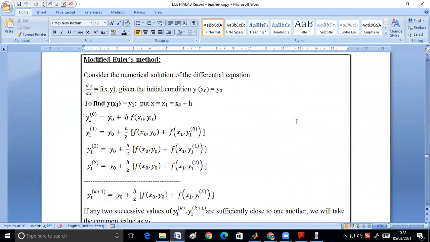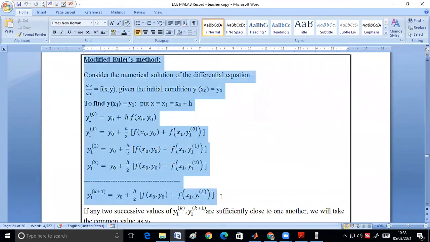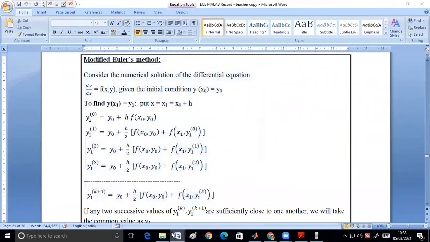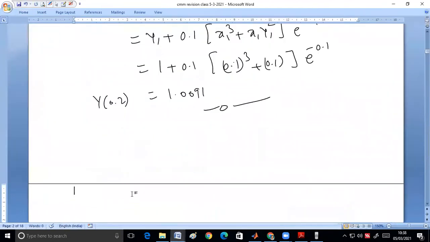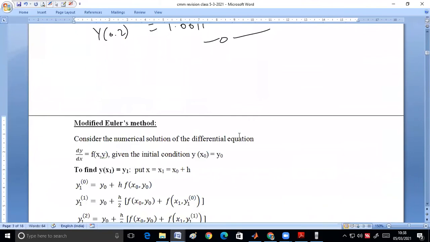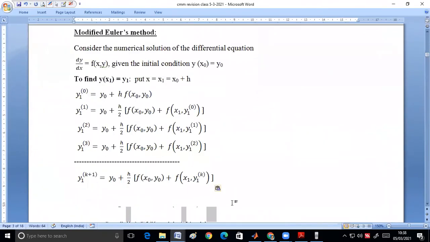Now this is the method. What is the method? Just try to understand. Very simple method, very easy method. Okay, I will copy all these things in our notes, today's notes. Modified Euler's method. What is the modified Euler's method? Very easy. Easily we can apply our modified Euler's method.